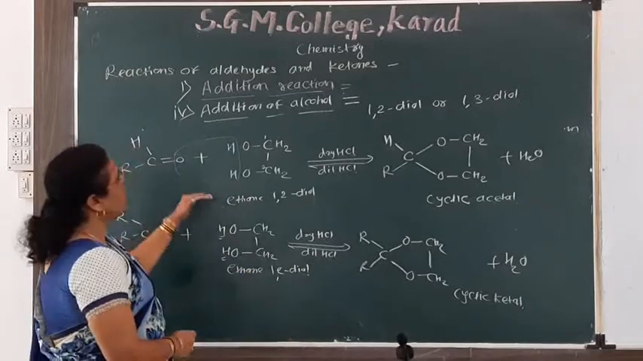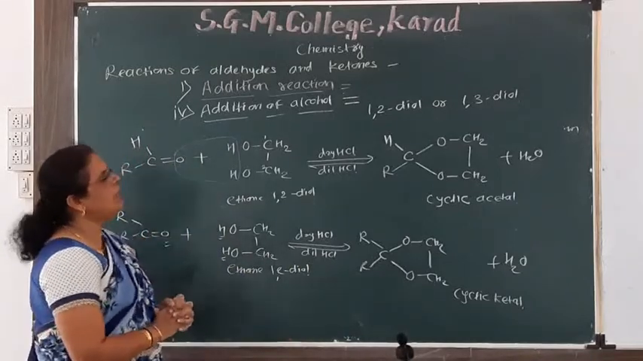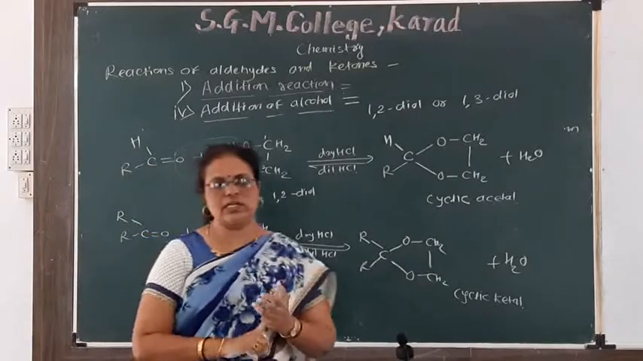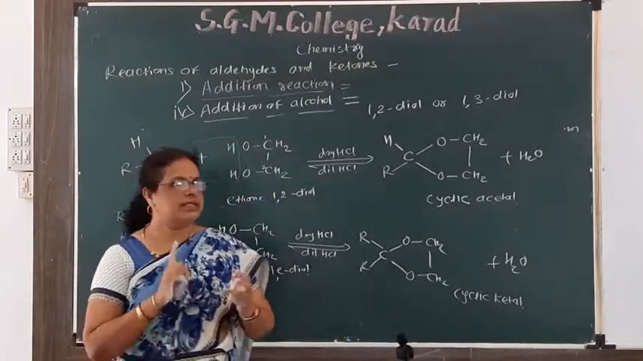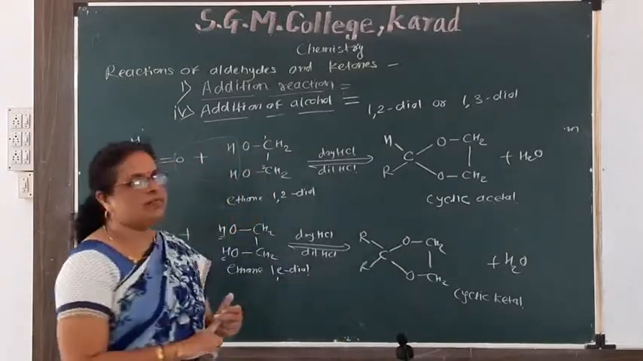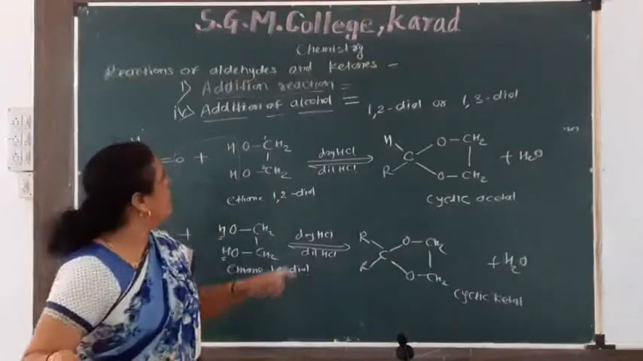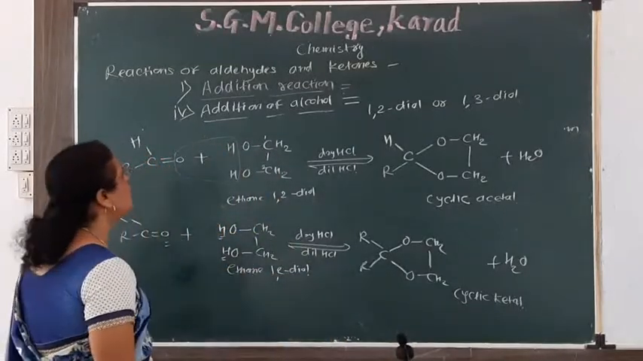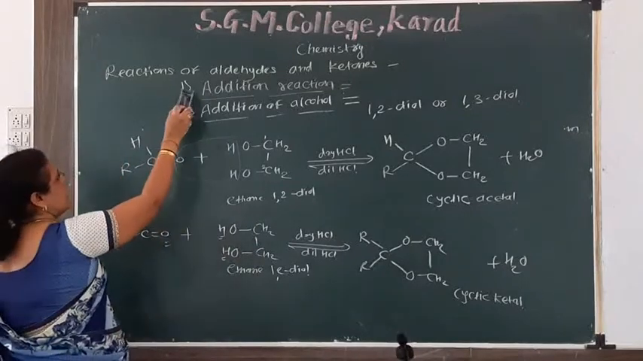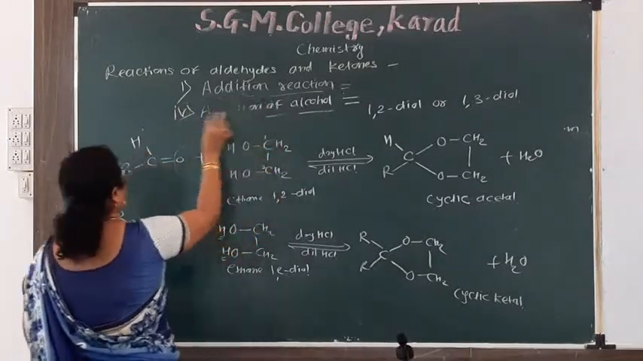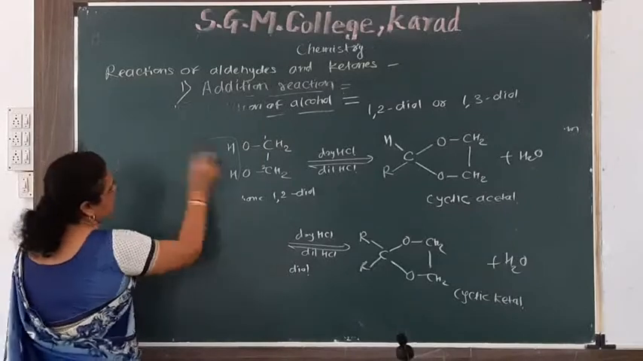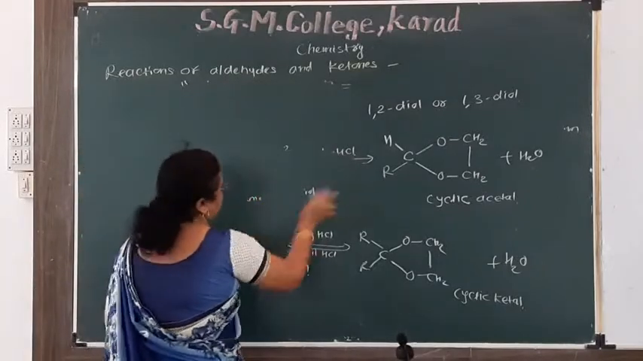These are the 4 addition reactions of aldehyde and ketone. First reaction is addition of HCN, second reaction is addition of sodium bisulfite, third reaction is addition of Grignard's reagent, and fourth reaction is addition of alcohol. This is the first reaction, that is addition reaction. Then second reaction is condensation reaction.